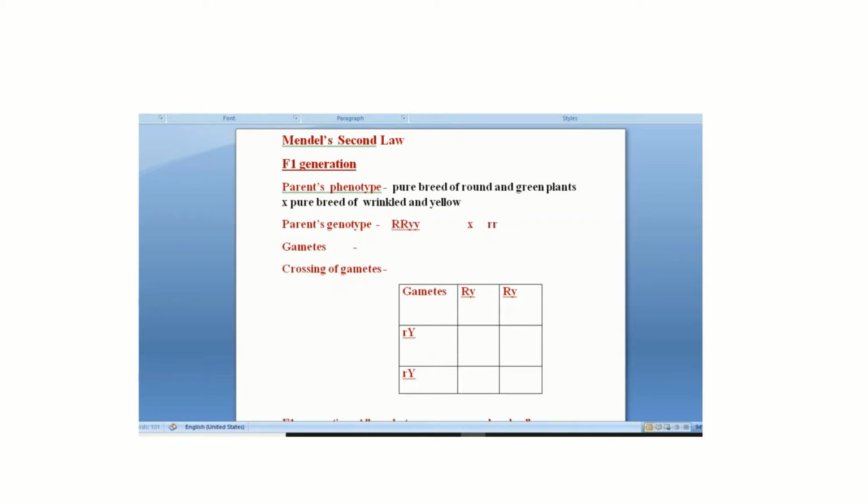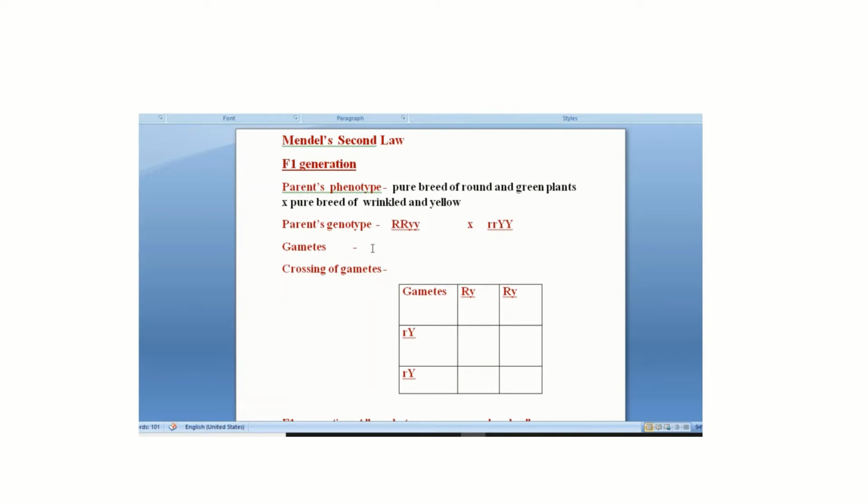So small r because wrinkled is recessive and capital Y because yellow is dominant. Now we are done with the genotype. Now we need to come up with the gametes. When we are forming the gametes, a gamete will try to take all the possible characteristics into it.